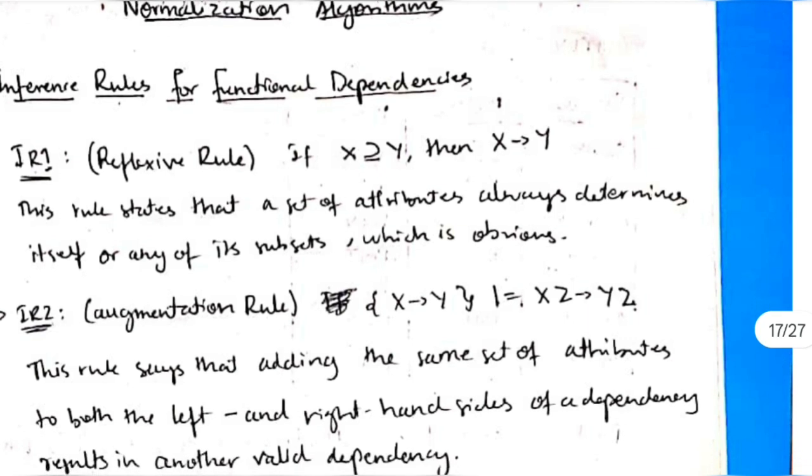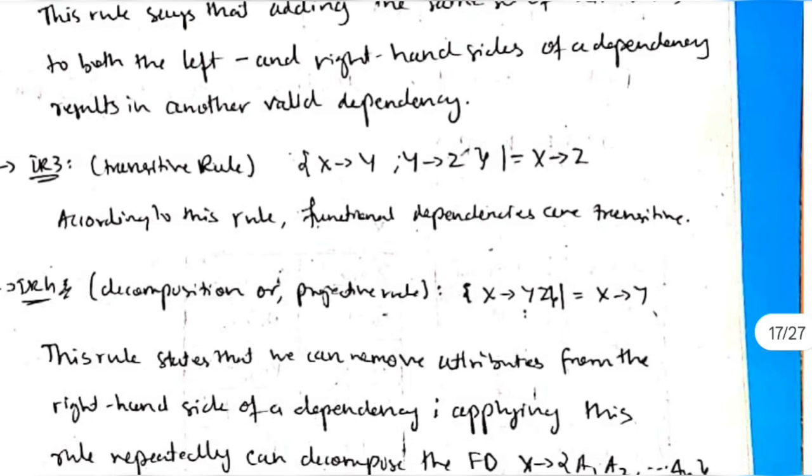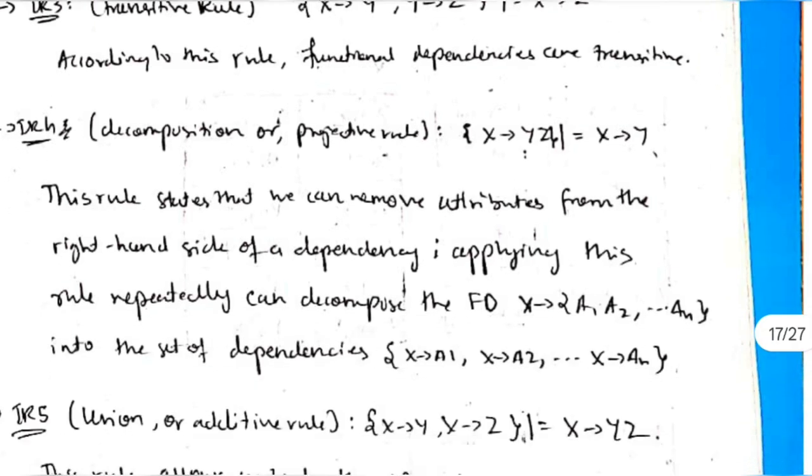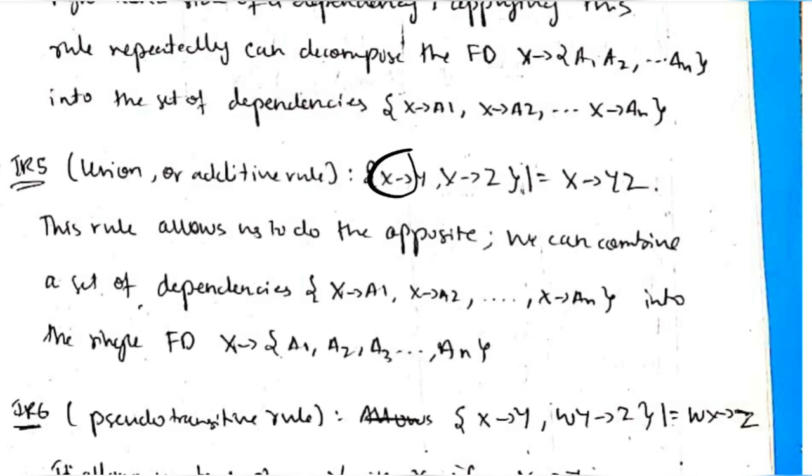Second, if you have a relation of the type X determines Y, then adding Z to both sides will not make any difference: XZ determines YZ. The third one is the transitive rule: if X determines Y and Y determines Z, then X will determine Z. The fourth one is, if X determines YZ, then obviously X will determine Y and X will determine Z. And if X determines Y and X determines Z, therefore X determines YZ. Just combine Y and Z here.